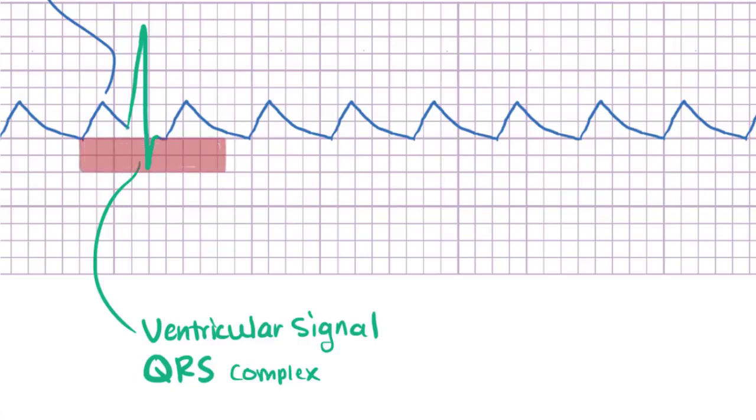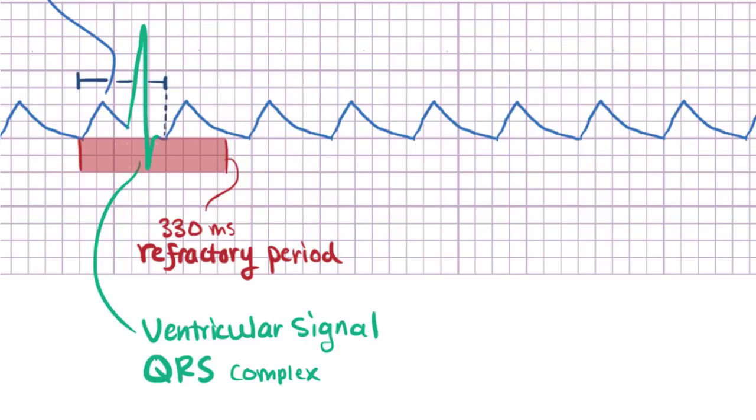If the cells in the AV node need to wait about 330 milliseconds, the next atrial contraction, which happens in about 170 milliseconds, won't be able to conduct to the ventricles. The next atrial event after that, though, lands at about 340 milliseconds from the first one, which means that the AV node's out of refractory and ready to go. So it conducts this one.